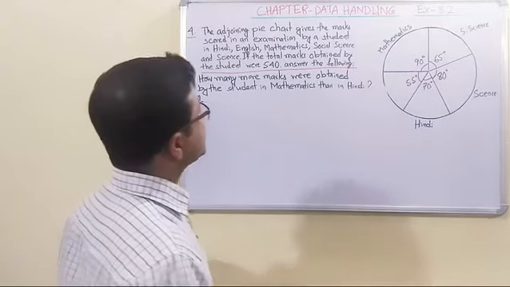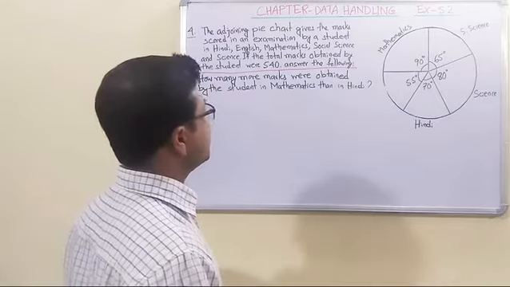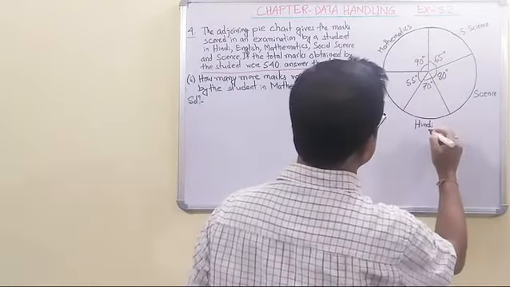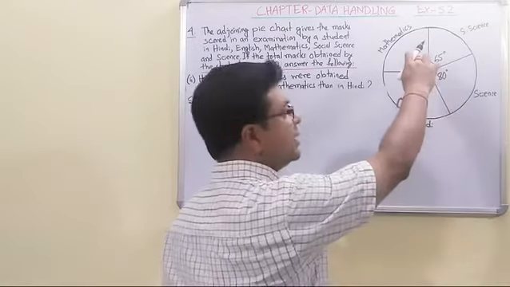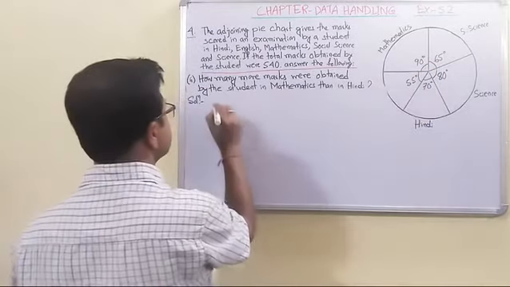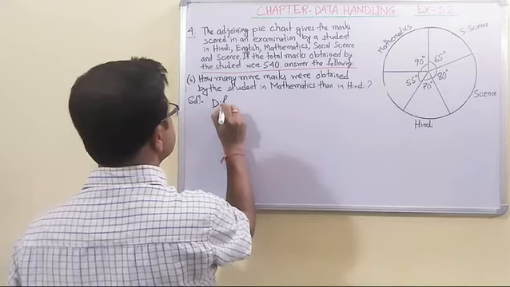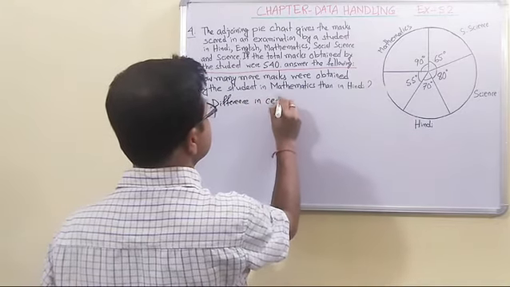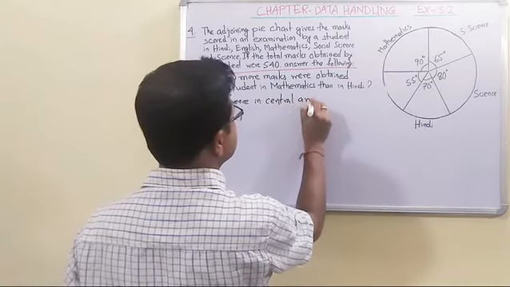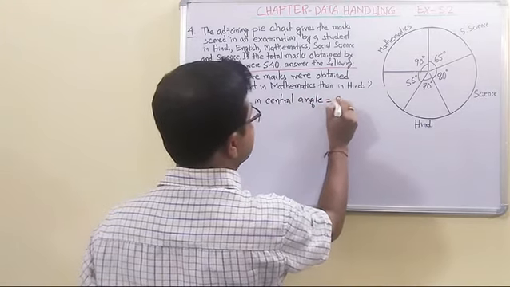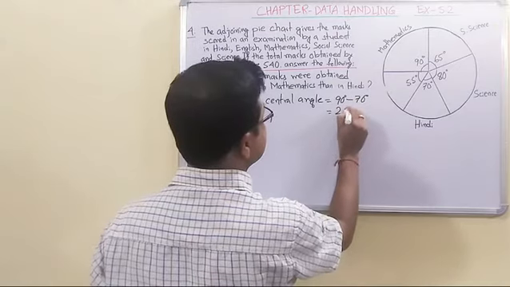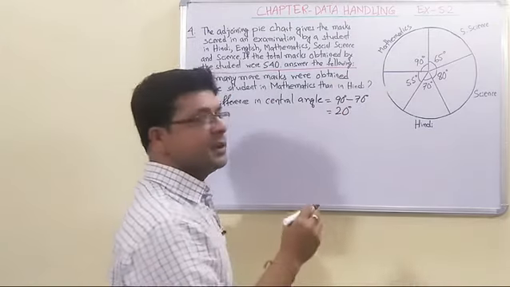How many more marks were obtained by the student in mathematics than in Hindi? Here, this is mathematics and this is Hindi. Okay, now let us find the difference of this central angle. Difference in central angle: how much is it? 90 degrees minus 70 degrees, which is equal to 20 degrees. Now 20 degrees means how much mark?